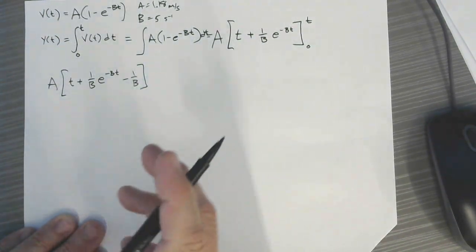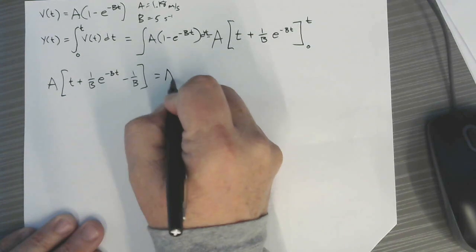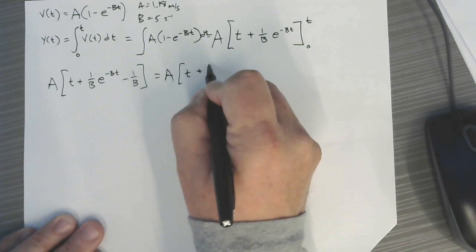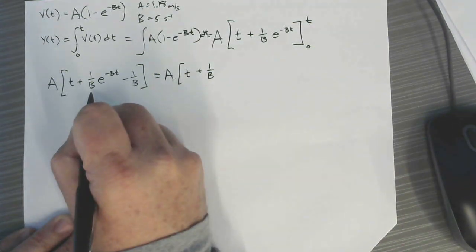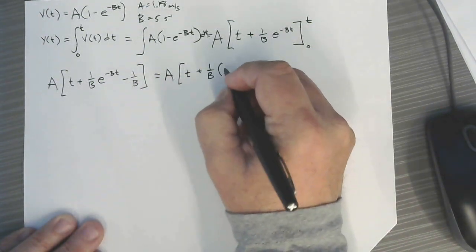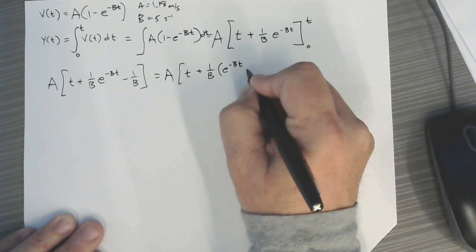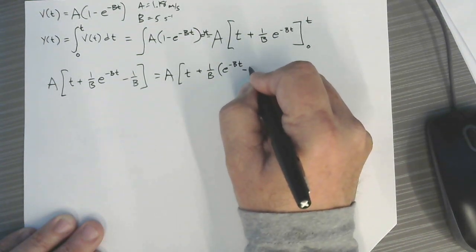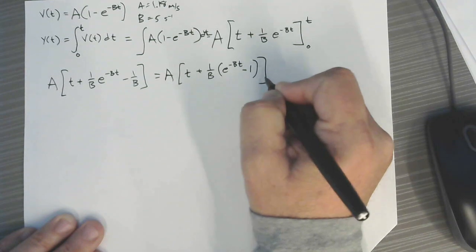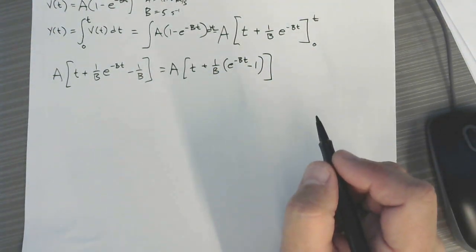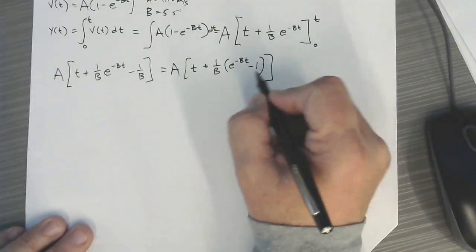So I think the best thing to do would be to go ahead and collect up the things that all are multiplied by 1 over b, and then we have an e to the minus bt minus 1. I think I've got that right. I'm pretty sure. Let me double check. Yeah, that's looking pretty much right. They would give you credit for this.